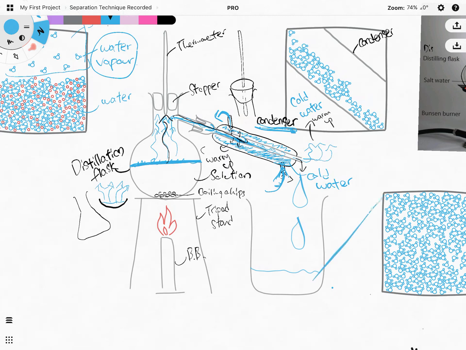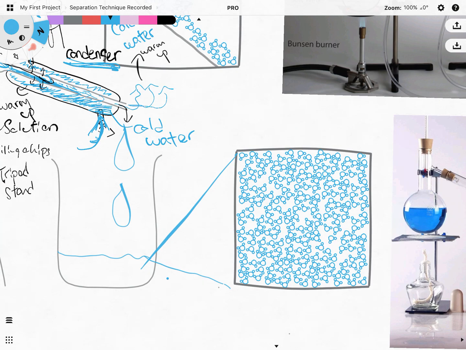Okay, if I were to zoom in, this is what you will see. Brilliant. All I have now is pure water, just the solvent without the solute. This is no longer a solution, it is just a solvent.